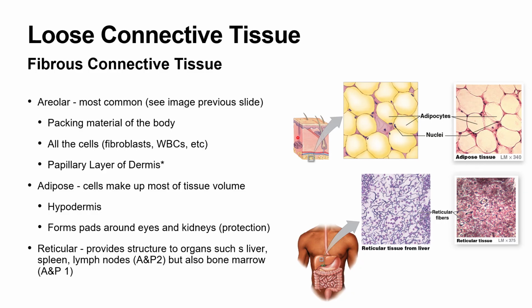We also have a fair amount of adipose tissue, which is going to make up most of our loose connective tissue volume, especially when it comes to where we find it in areas of protection, such as pads around the eyes and the kidneys. We have a fair amount of fat padding around our kidneys to both protect them from forces, but also to help secure them to the back of your abdominal wall.